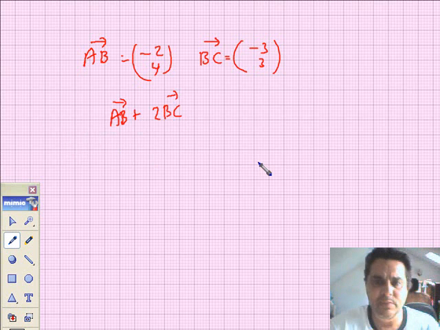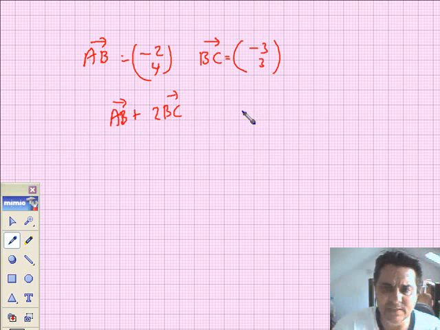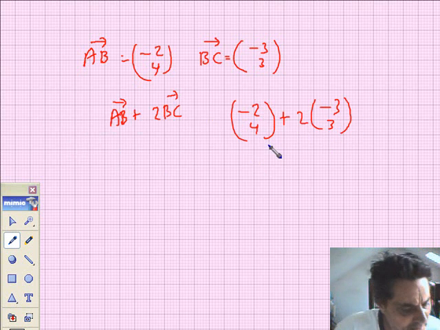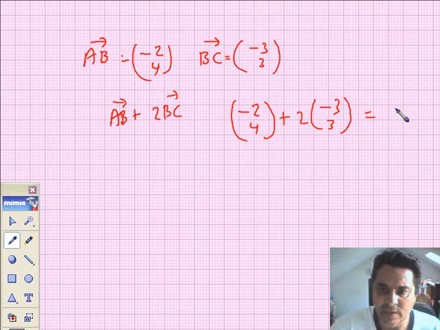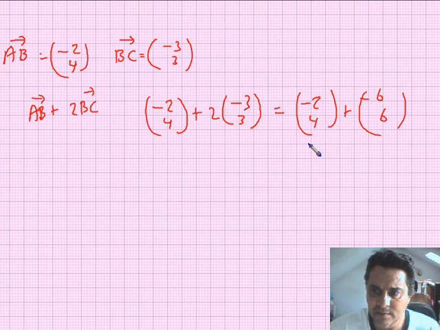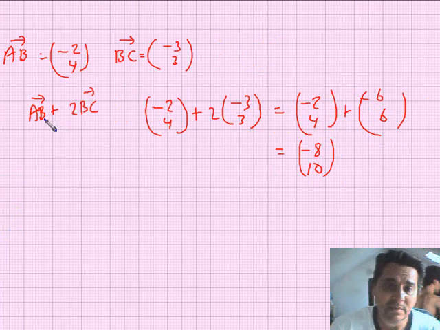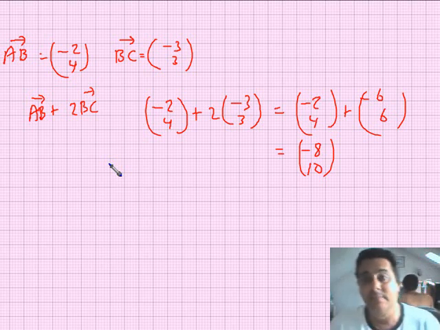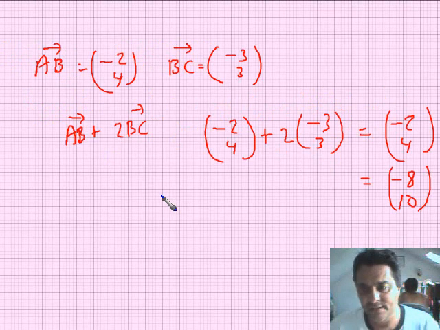So let's just see what's going on here. If I do a little sum, I go minus 2, 4, and then add on 2 lots of minus 3, 3. I'm going to write it as a single vector first. That's part B. Let's do it now while I'm in the mood. So that gives me minus 2, 4. Then add on 2 minus 3s, which are minus 6s. 2 3s are 6. So the net effect is a vector of minus 6 and minus 2, which is minus 8, and 4 plus 6 is 10. So my final vector, which is AB plus 2BC, as a direct vector, is minus 8, 10.